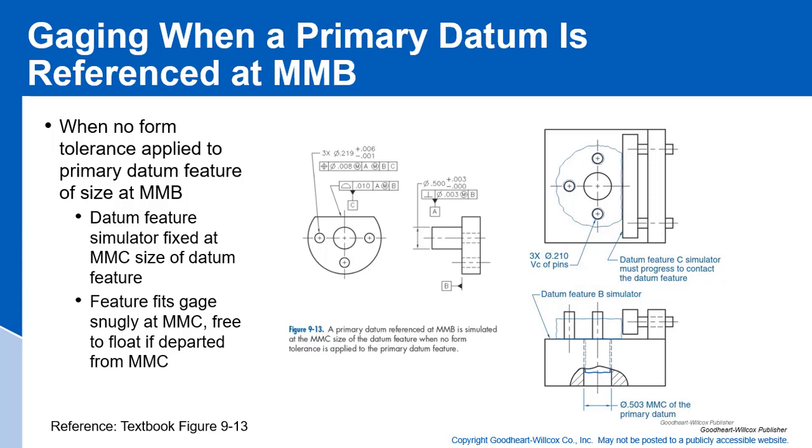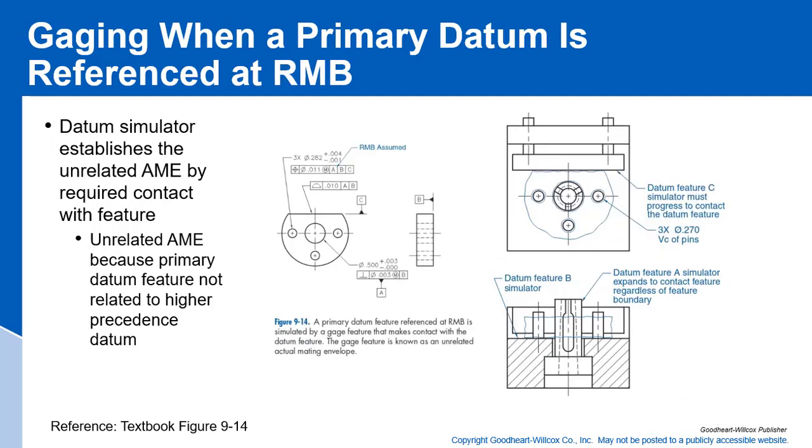Now what would happen to this same type of part if the primary datum was referenced at regardless of material boundary? This is a little bit different situation. We've got essentially the same part, except we don't have A referenced at maximum material boundary. So this is in line with rule one.